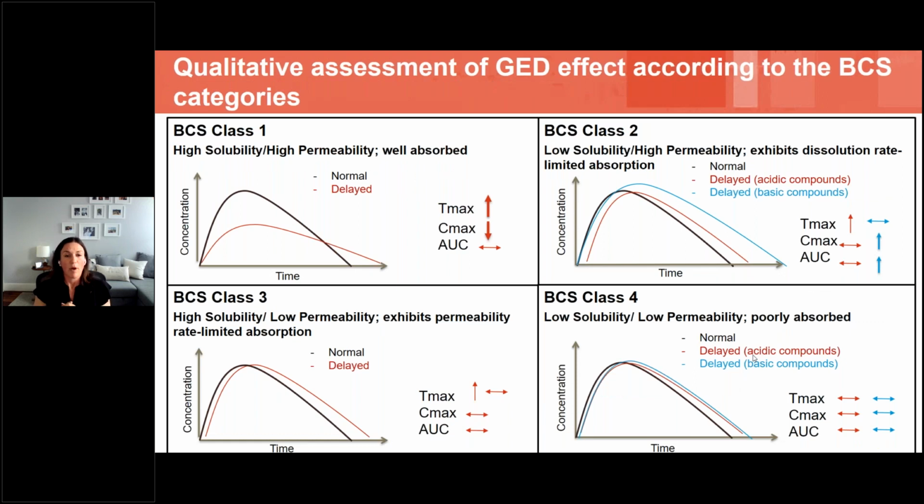Sorry, that jump. Now, for basic compounds in BCS class 2 and BCS class 4, you might see that a delay in gastric emptying allows for a little bit more dissolution of the product in the stomach, because they're going to sit for a longer time in the stomach. That might cause an increase in Cmax and AUC for BCS class 2, but it's not really going to have a big impact for BCS class 4 compounds, since they still do not have low permeability.